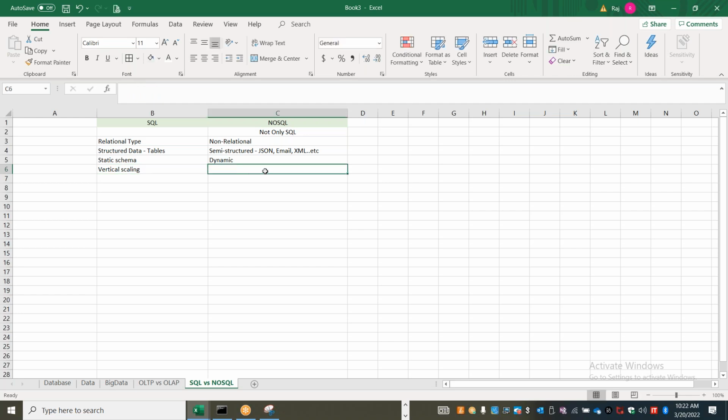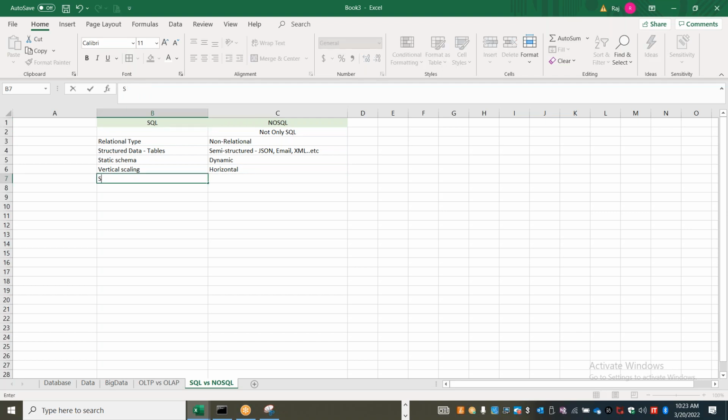But the not only SQL database systems can be horizontally scaled. It can add more servers because it is not very highly tied with licensing or any kind of complexity, right? So here we use structured querying language for accessing the data. Here we not only use SQL, we will also use KQL, unstructured querying language, a lot of different things.